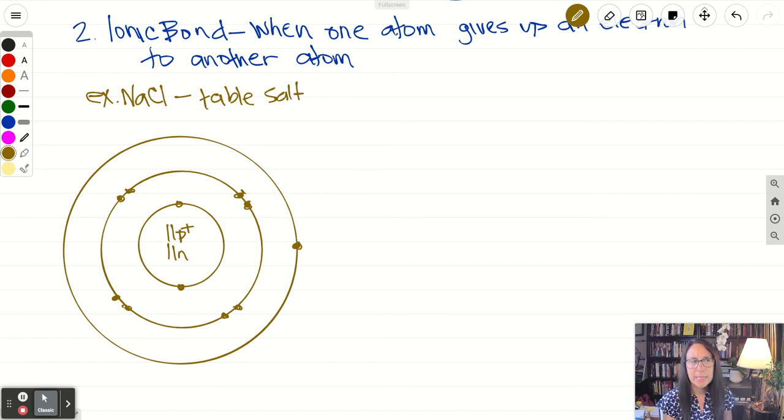So like I said, the atoms like the outer shell to be all the way full. And this one is barely full. So it does not like that. Okay. And so I'm just going to write right here that this is sodium. I'm going to put an arrow.